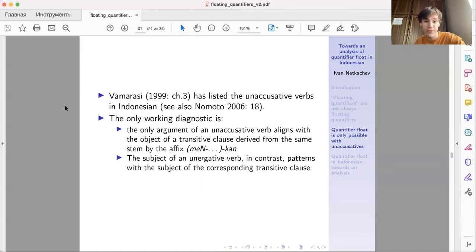The only argument of an unaccusative verb aligns with the object of a transitive clause derived from the same stem by the affix, I'd say circumfix, men-kan. By contrast, the subject of an unergative verb patterns with the subject of the corresponding transitive clause. So we'll see briefly how it works.